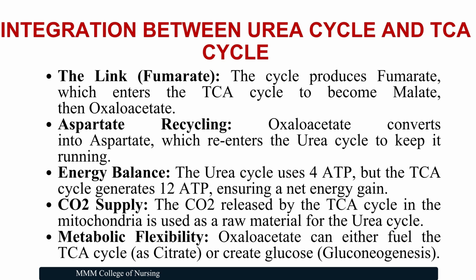The fourth one is CO2 supply. The CO2 released by the TCA cycle in the mitochondria is used as a raw material for step 1 of the urea cycle, the formation of carbamyl phosphate. The two cycles literally feed each other. The fifth integration is metabolic flexibility. The oxaloacetate produced can either re-enter the TCA cycle or be used for gluconeogenesis, making glucose. This shows how these cycles are connected to the entire metabolism of the body.